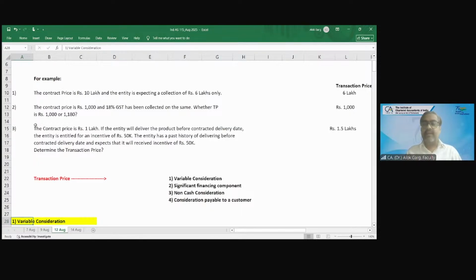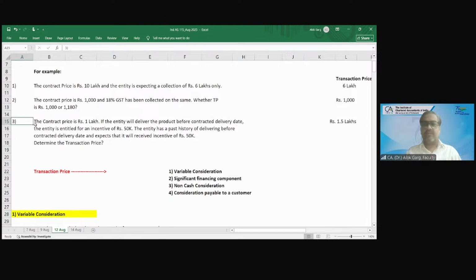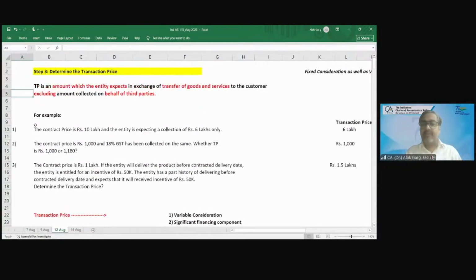For example, if you are purchasing goods from an entity, and the entity is charging 1000 rupees for the goods and 18% GST, 1180 rupees in total. So what is the revenue for that entity? What is the transaction price for that entity? Is it 1000 rupees or 1180 rupees? 1000 rupees, because 180 rupees this entity is collecting as GST on behalf of the government. That is not the transaction price for this entity, right?